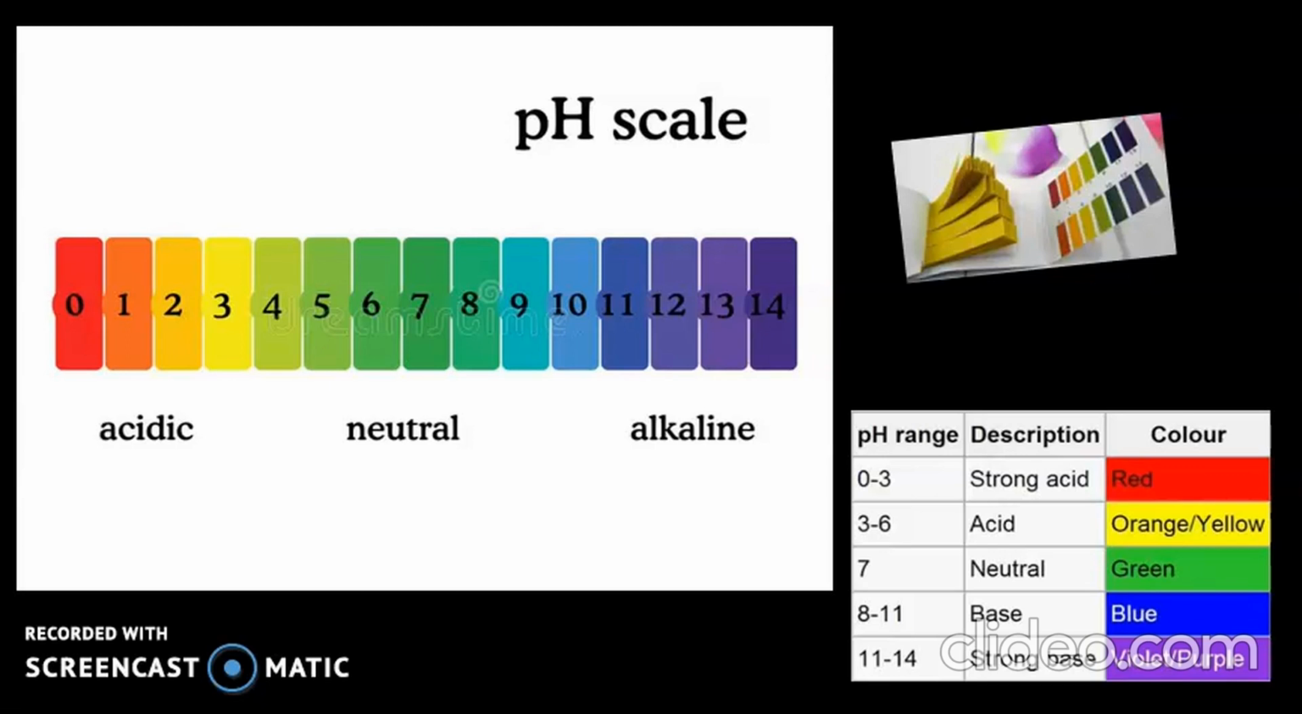So 0 to 3 is indicated by red color, that means it is a strong acid. 3 to 6 is indicated by orange or yellow color, that means it is a weak acid. 7 is a neutral solution, that is green in color. 8 to 11 is a weak base, therefore it is shown in blue color. 11 to 14 is a strong base that will show in violet or purple color.